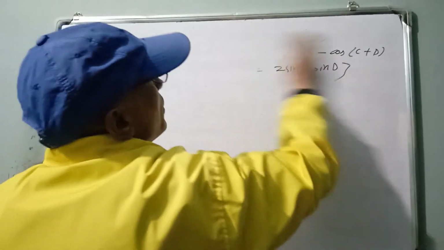Question number 16, 17. Now last question, question number 18. Height and distance. Question number 18, height and distance. See.